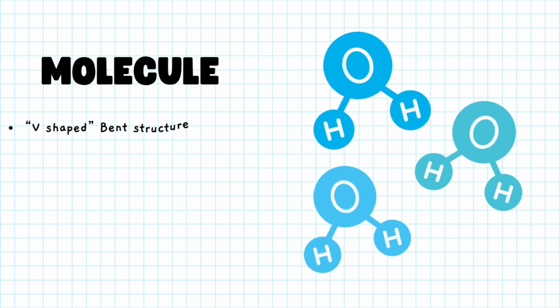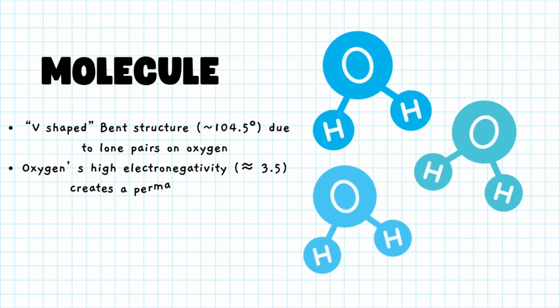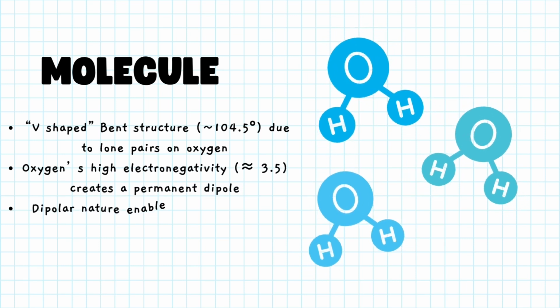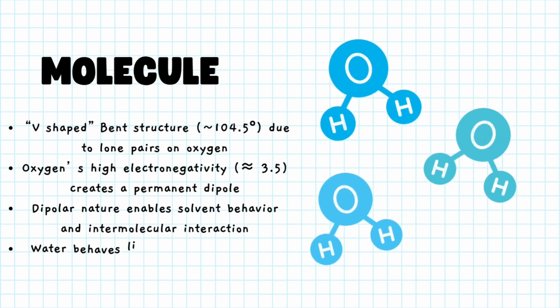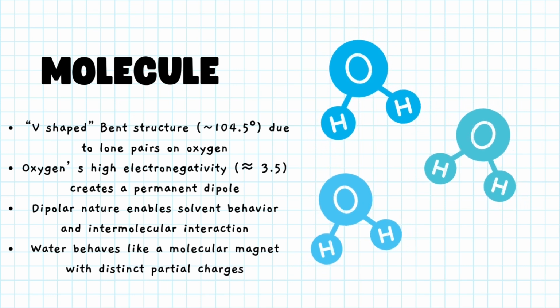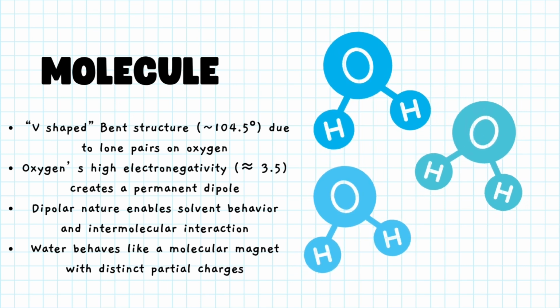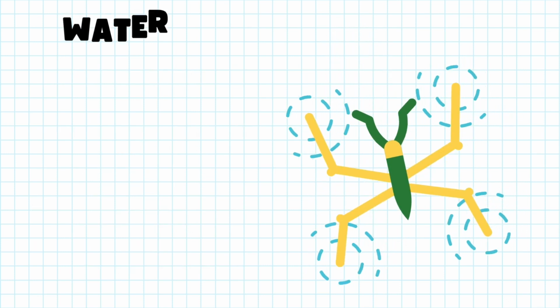The H2O molecule is bent, not linear, forming an angle of approximately 104.5 degrees. This geometry, combined with oxygen's significant electronegativity, approximately 3.5 on the Pauling scale, creates a polar molecule with a permanent dipole moment. In other words, water has a partially negative region near the oxygen and a partially positive region near the hydrogens. This polar nature makes it an exceptional solvent and explains its capacity to form hydrogen bonds.